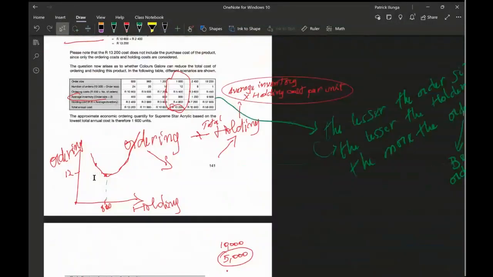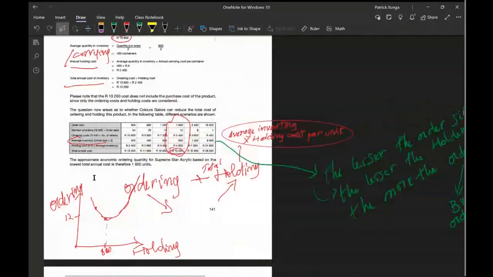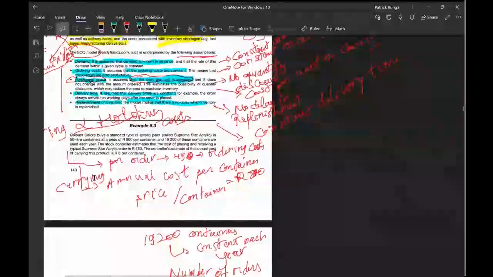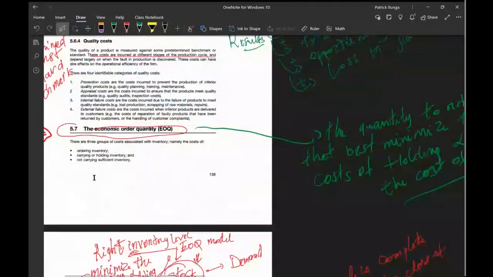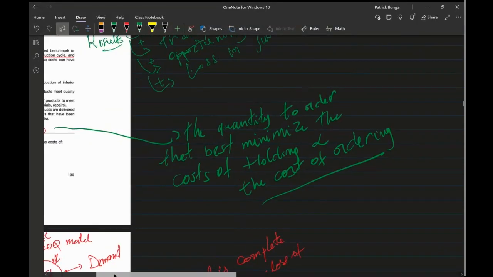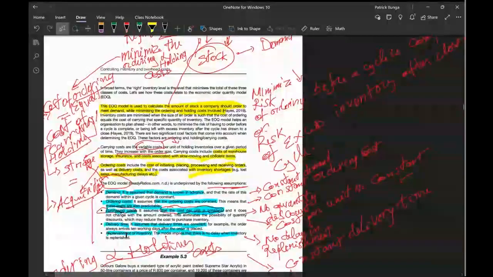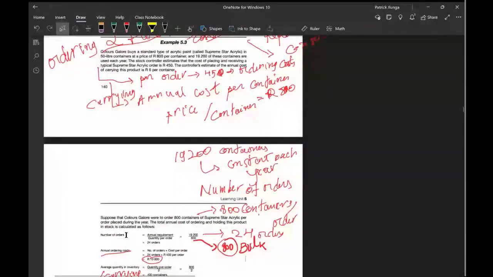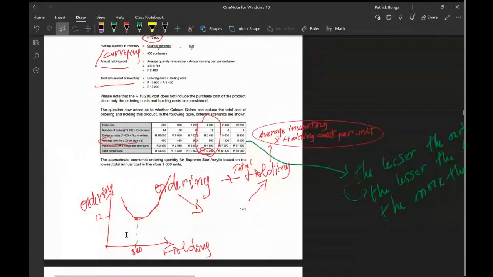And I repeat again, what is the economic ordering quantity? We try to minimize the cost. And this is the definition I provide for you. It is the quantity to order that best minimizes the cost of holding inventory and the cost of ordering the inventory. All right, so that's for the theory part. I want you to take the example that is provided and go through it.